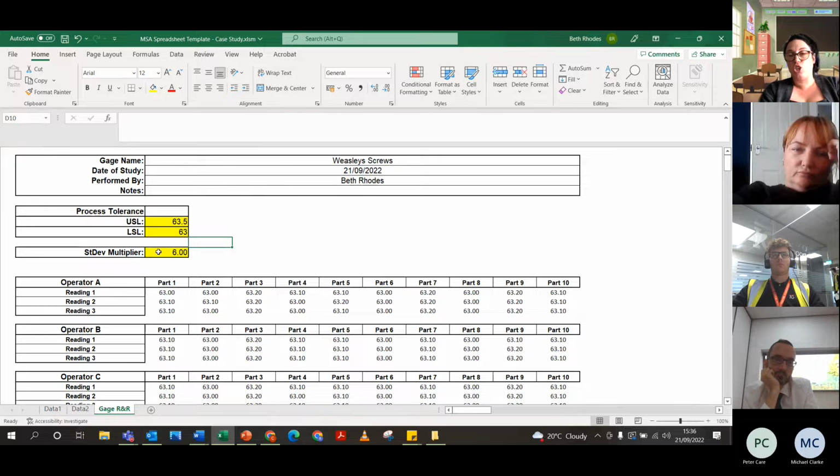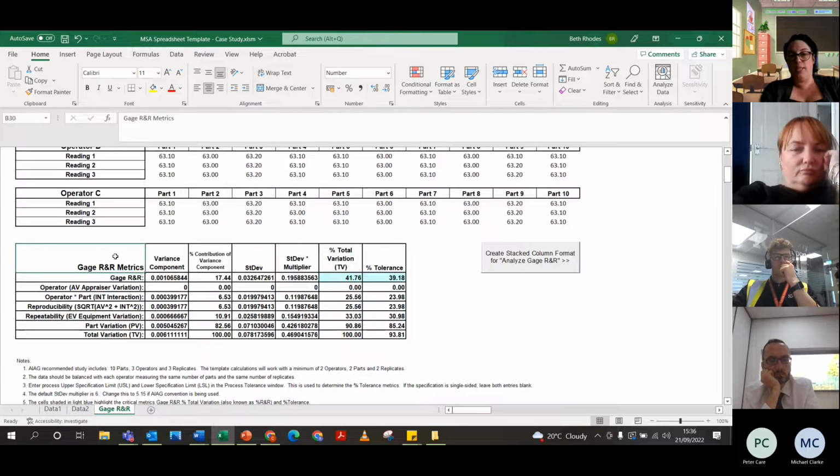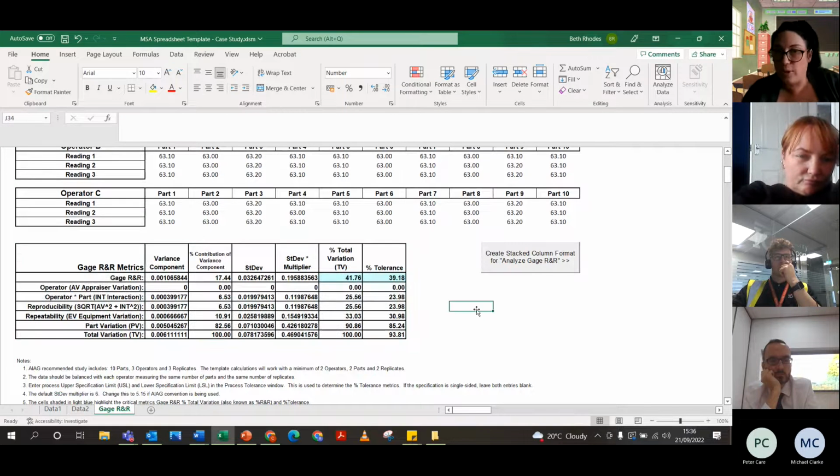Now, the standard deviation multiplier is always 6. It's a 6 sigma thing. Please don't ask me why it's always 6. It just is. Unless somebody tells you to change that figure, do not change it. It's how the spreadsheet calculates everything. Then we scroll down to the bottom, and as we can see, this table has now populated itself.